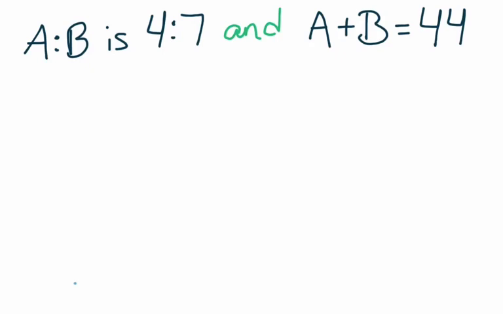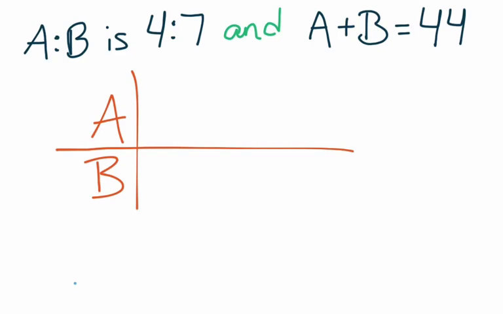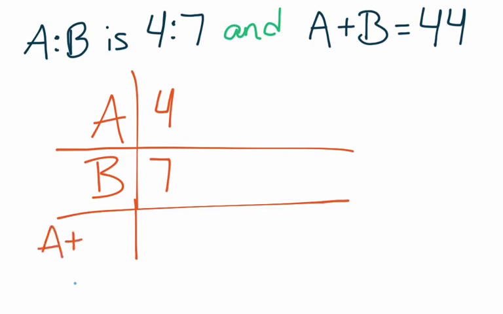If I was solving this problem, I would start off comparing A to B, and again, if this is a word problem, A and B could be anything. I know that the ratio of A to B is 4 to 7, and then for this next information, we are adding A plus B. So I'm going to go ahead and do A plus B and add another row.